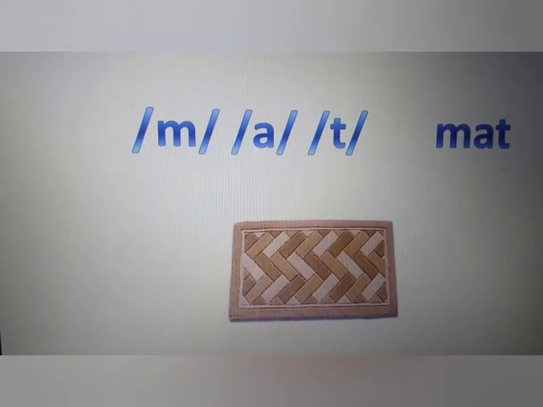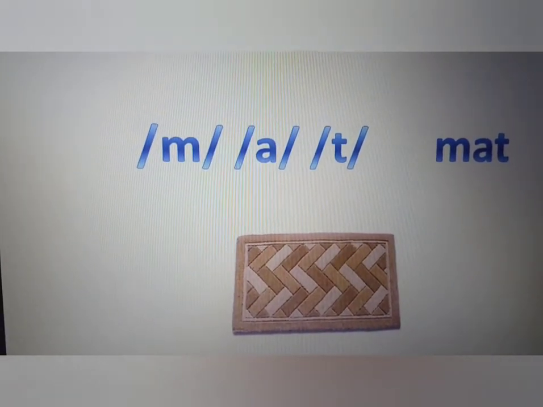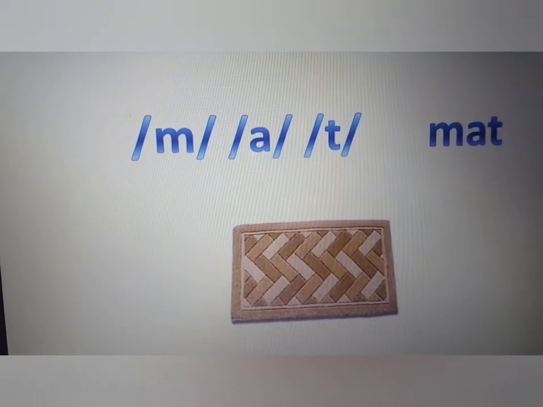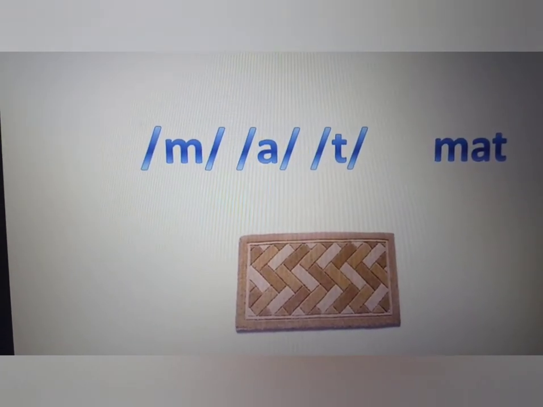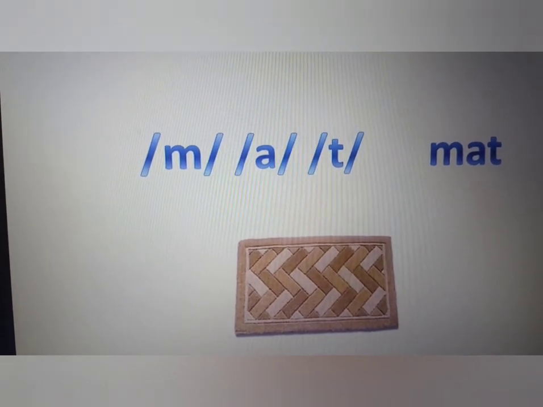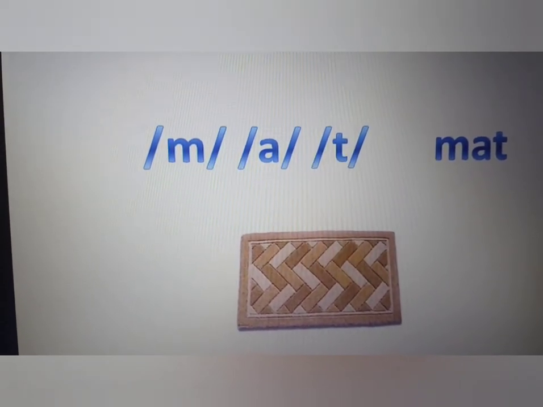How will we read? A, T, mat. The sound of M is M, the sound of A is A, the sound of T is T. So what is the word? At, a mat.